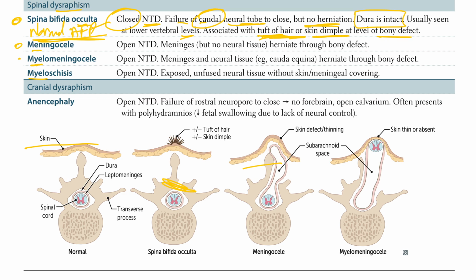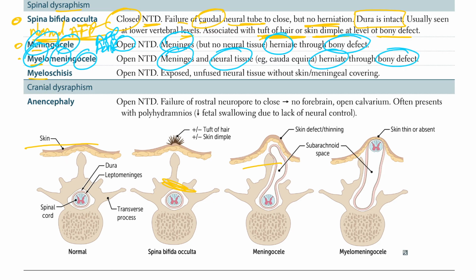The second one is meningocele. The meninges are out from the defect, and it is open. It is going to cause AFP to be high and also acetylcholinesterase to be present. Myelomeningocele: the meninges and neuronal tissue are out of the bony defect.